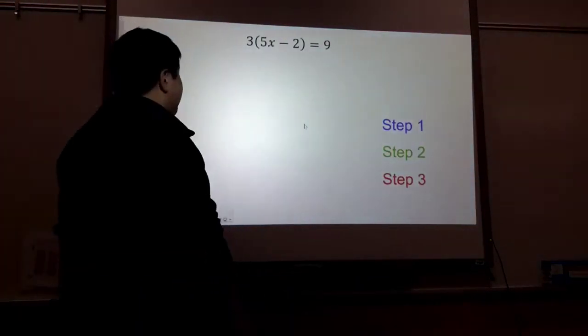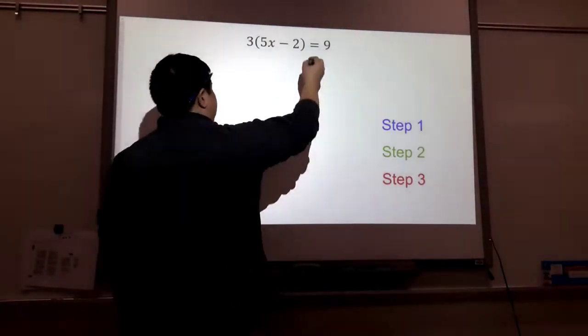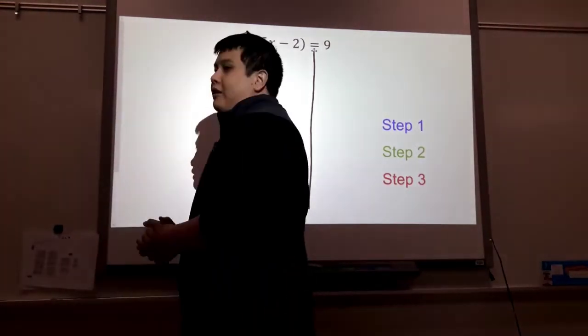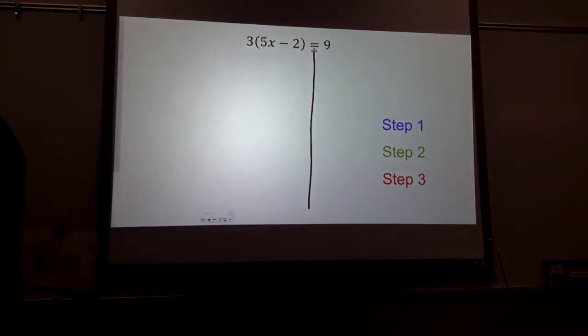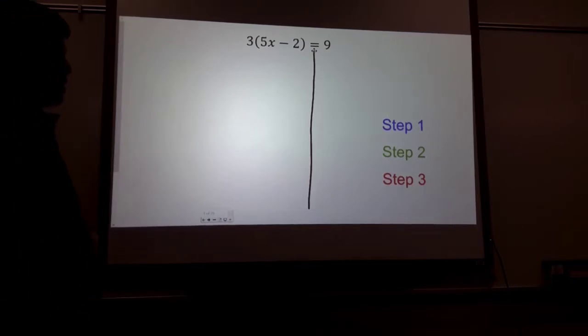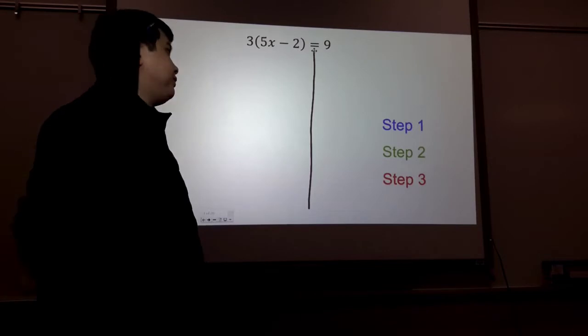Alright, so the first question that we have is 3 times (5x minus 2) equals 9. And I'm going to draw a line down the middle so that we can stay organized. Step 1 again, of course, is to simplify each side of the expression. Step number 2 is to move all terms with x to one side and all terms without x to the other. And step 3 is to isolate the variable using multiplication or division.